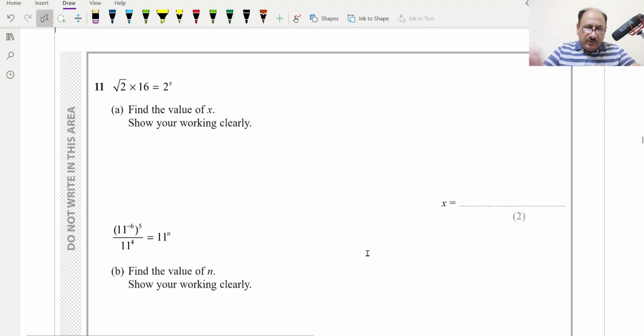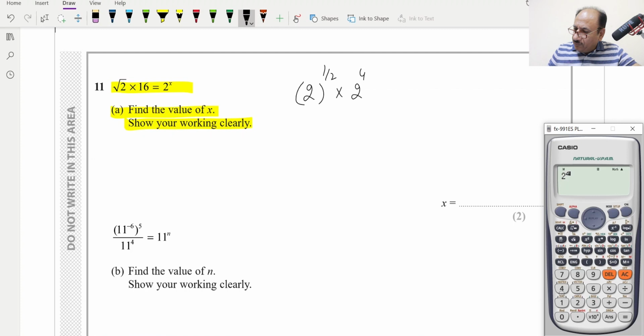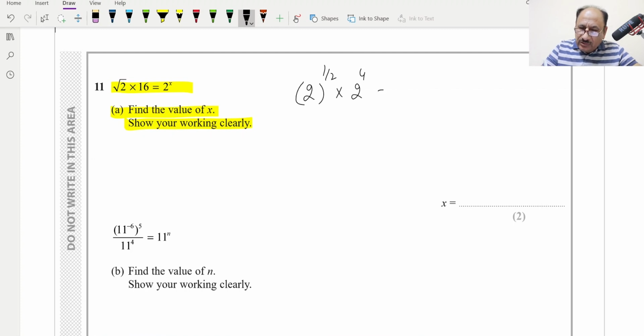Now question number 11. Question number 11 says this expression, basically an indices question, find the value of x, show your working. So we can write square root 2 as 2 raised to the power 1 by 2, and 16 we can write as 2 raised to the 4. To double check, 2 raised to the power 4 is equal to 16. So this is equal to 2 raised to the power x. Now these bases are the same, so we can add their powers, so we can write this one is equal to 2 raised to the power x.